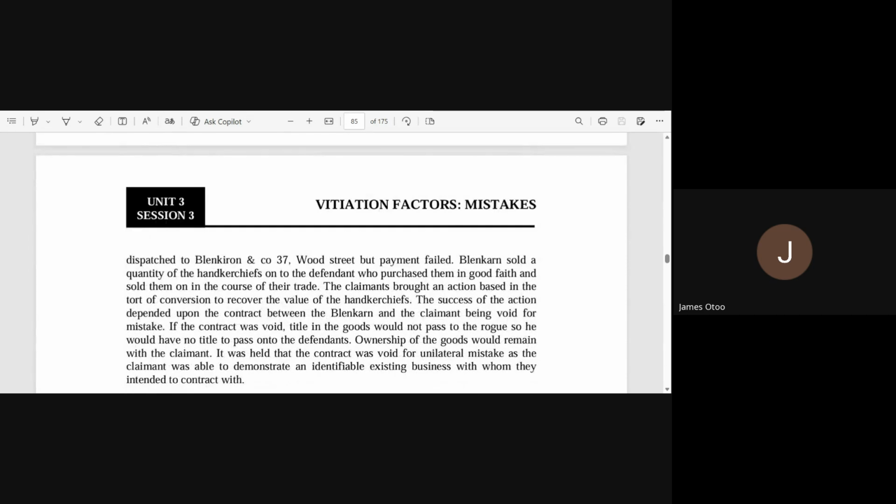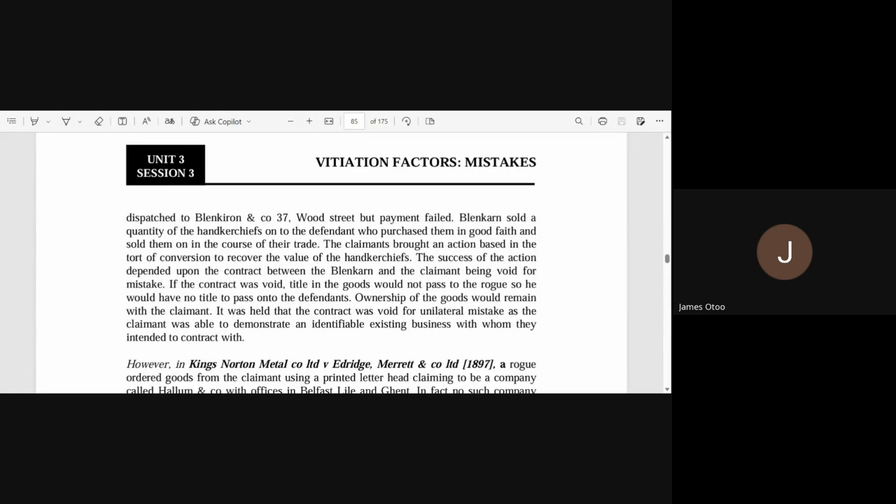So here, what the court is saying is that you can make a case that the contract that you enter with someone on the internet is void because the person at the other end knew that he was not the person you intended to deal with. And therefore, such contract is void. Contrast your case with King's Norton Metal Company.